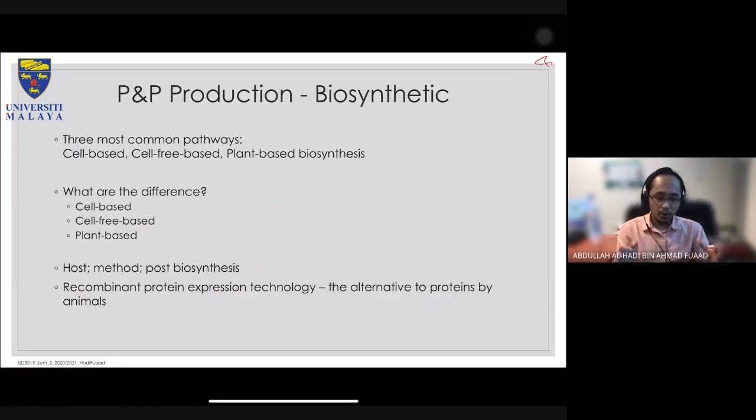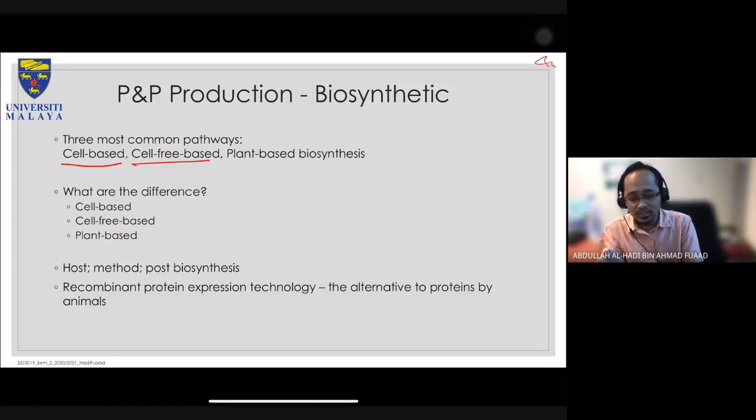Okay, now let's move on to the second one, which is biosynthetic. As I mentioned, there are 3 different approaches. One is a cell-based synthesis. The second one is a cell-free synthesis, and the third one is a plant-based synthesis.